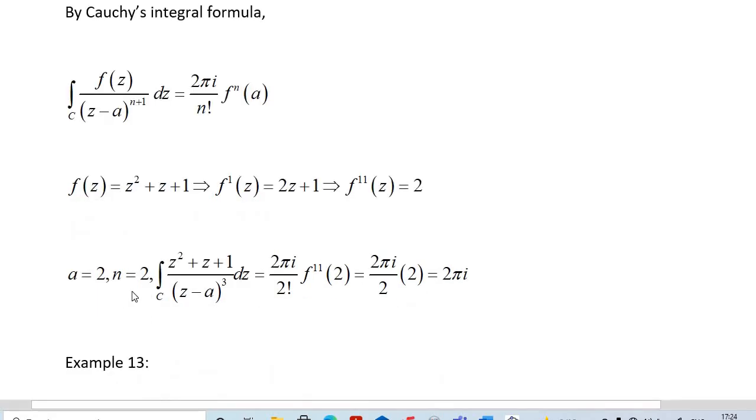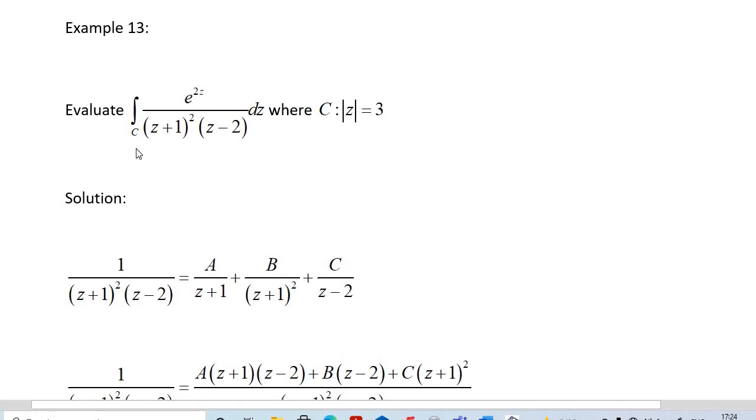So a equal to 2, n equal to 2. So then this formula becomes like this. 2 factorial is 2, f double dash of 2 is 2, the 2s get cancelled. Then we have 2 pi i.